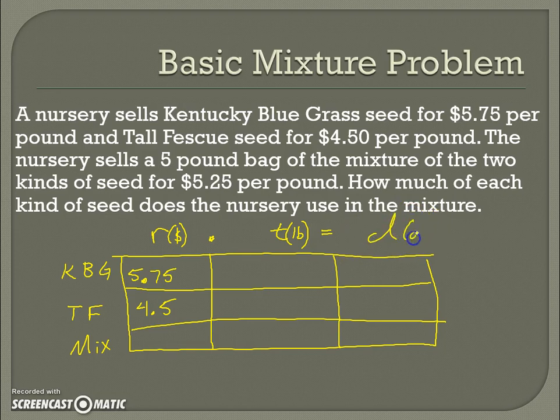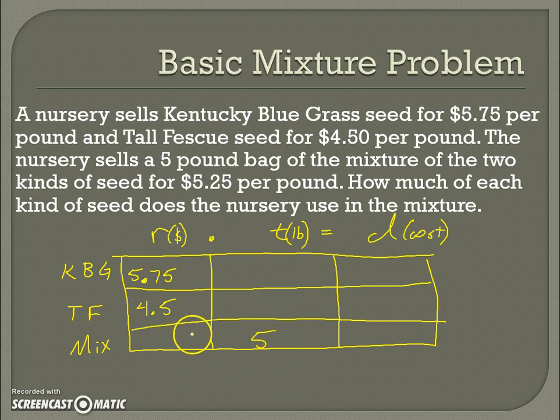So the distance in this case is our cost. Okay, so it says the nursery sells a 5-pound bag of the mixture of the two kinds of seed for $5.25. How much does each use in the mixture? So the mixture is 5 pounds.